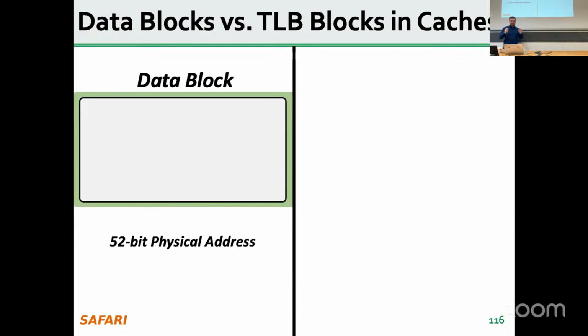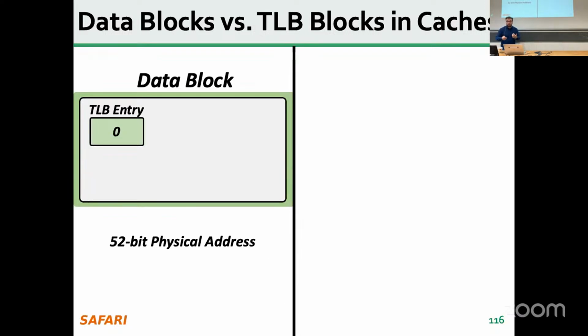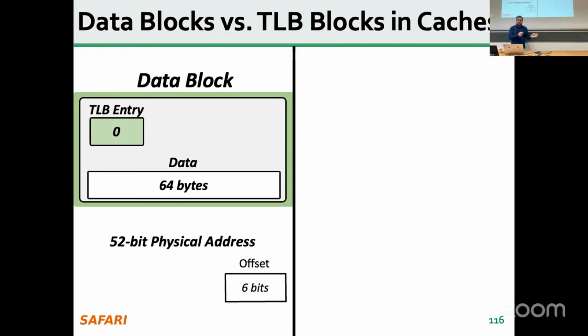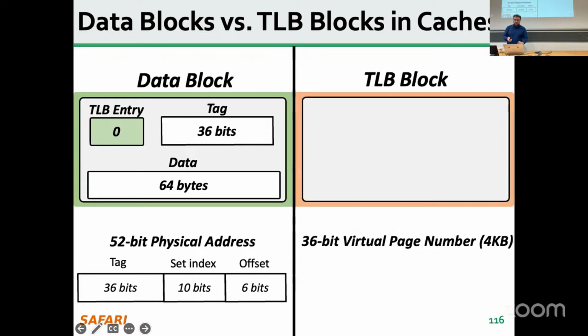So we extend the metadata of the data block with an additional bit to distinguish between the data blocks and the TLB blocks. In the case of a data block, the TLB entries bit is set to 0. And the conventional data block stores 64 bytes. What does that mean? We need 6 bits for the offset, right? And as we showed before, the set index is 10 bits, and the remaining 36 bits are used for the tag. So now let's see the structure of the TLB block.